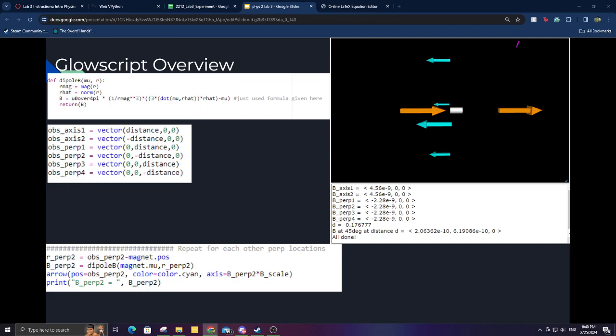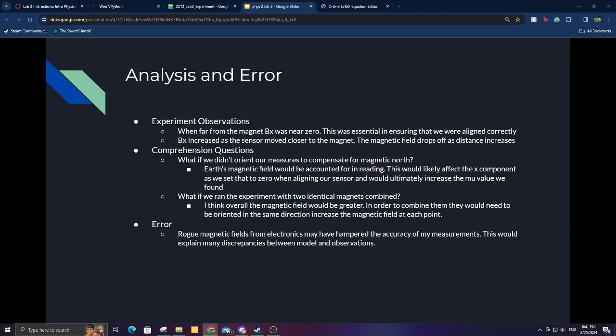The small pink arrow is moving in a direction relative to its angle to the source. It is notably smaller than the other arrows. This is a result of it being off-axis, yet not perpendicular to the dipole moment of the source magnet. And now finally, I'd like to do some analysis.